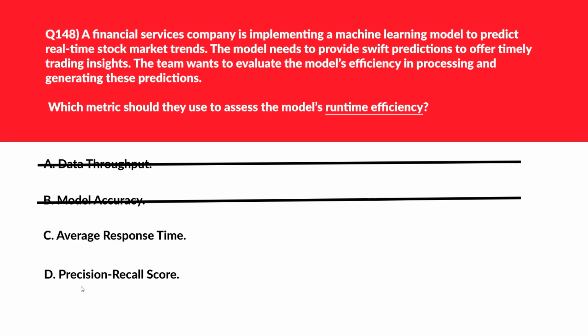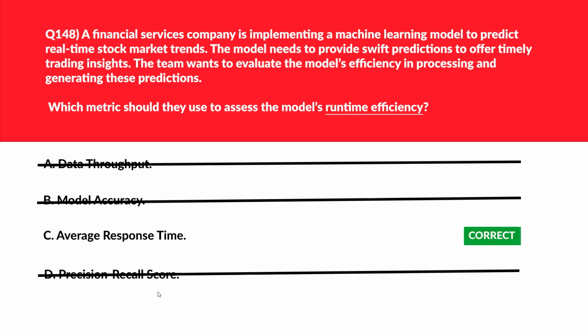Let's move to option D. D says precision recall score. Precision recall score assesses the balance between precision and recall in predictions, not the runtime efficiency. So let's reject this. We are left with option C, average response time, and it is the correct answer.